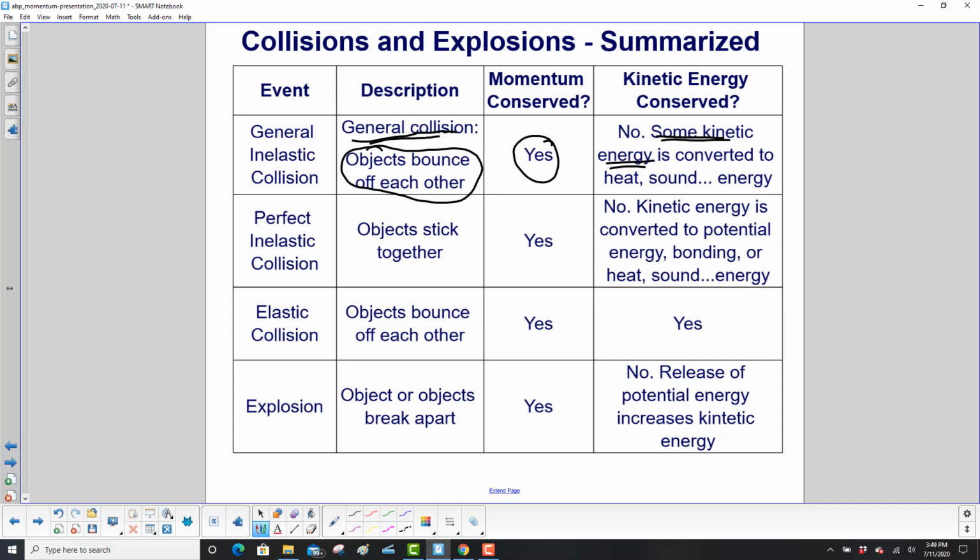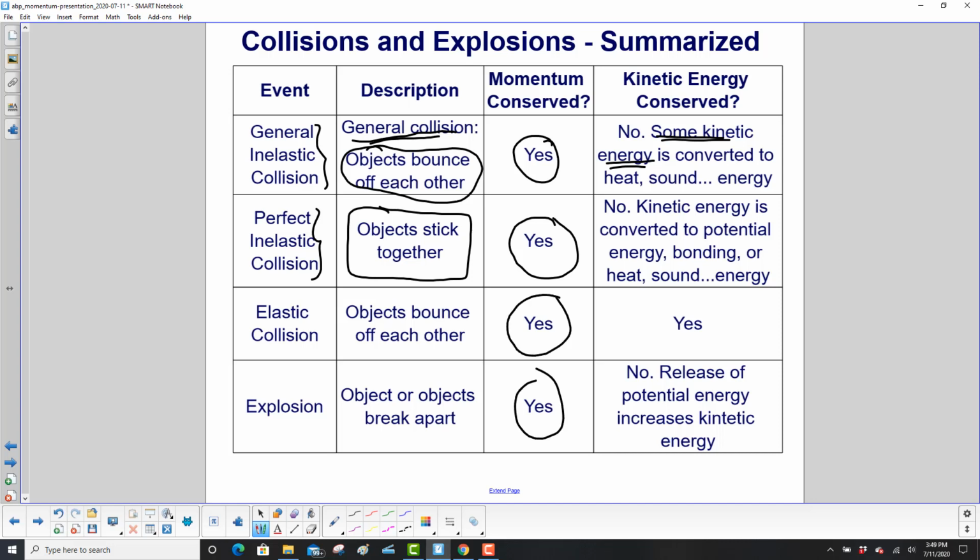The perfect inelastic collision is the case we showed, where the objects stick together. So we call that a perfect inelastic. You have one case where the objects bounce off, but the kinetic energy is not conserved. And then you have the perfect case, where kinetic energy once again is converted to some other energy. Potential energy, bonding energy, heat, sound, whatever. However, momentum is conserved there too. You might see a pattern here. Momentum is conserved on all of these.